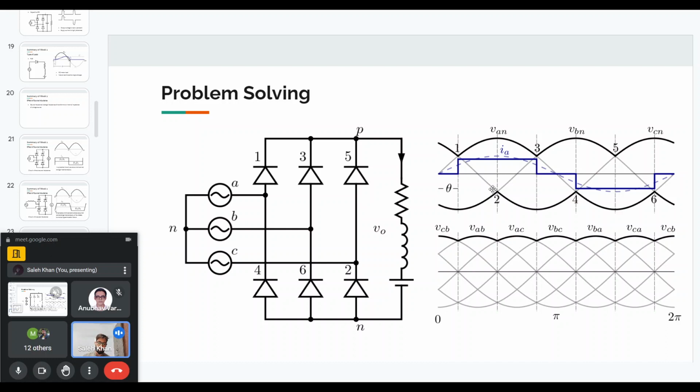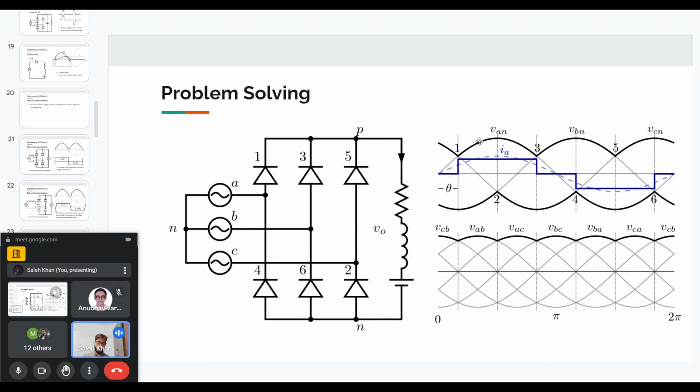Similarly, at this point where I've shown the cursor, diode number 2 becomes forward biased. And this is in common anode configuration. At this point, the voltage VC is the minimum, it is the most negative. So at that point, diode 2 will become forward biased and start conducting. And similarly, you can see diodes 1, 2, 3, 4, 5, 6. That is how the numbering is done so that they conduct in a sequential fashion.